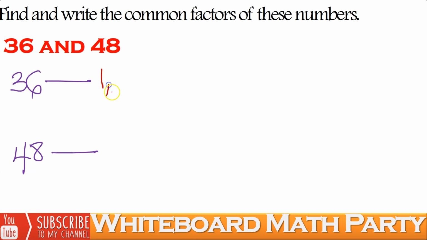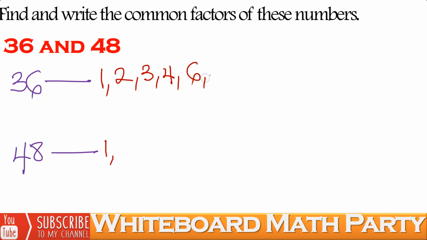1 is a number that can divide all numbers, so you can always write 1 down before you begin to search. 2 can also divide 36 because 2 times 18 is 36. 3 can divide it. 3 times 12 is 36. 4 can divide it. 4 times 9 is 36. 5 cannot, but 6 can because 6 times 6 is 36.